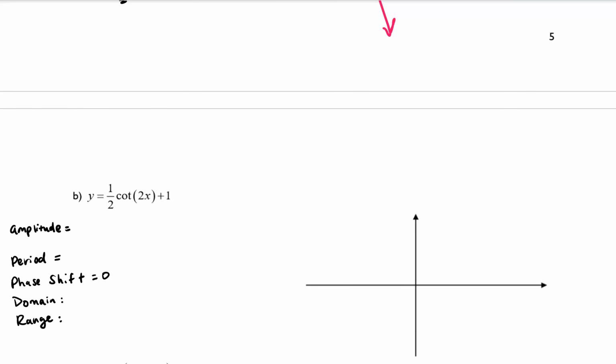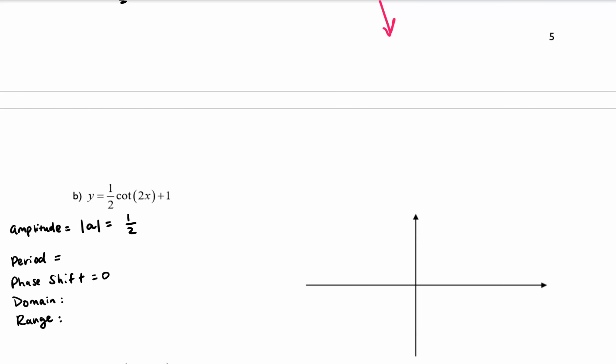Part B wants us to graph y equals 1/2 cotangent of 2x plus 1. So the amplitude is the absolute value of a, and in this case a is 1/2, so the absolute value of that is going to be 1/2.